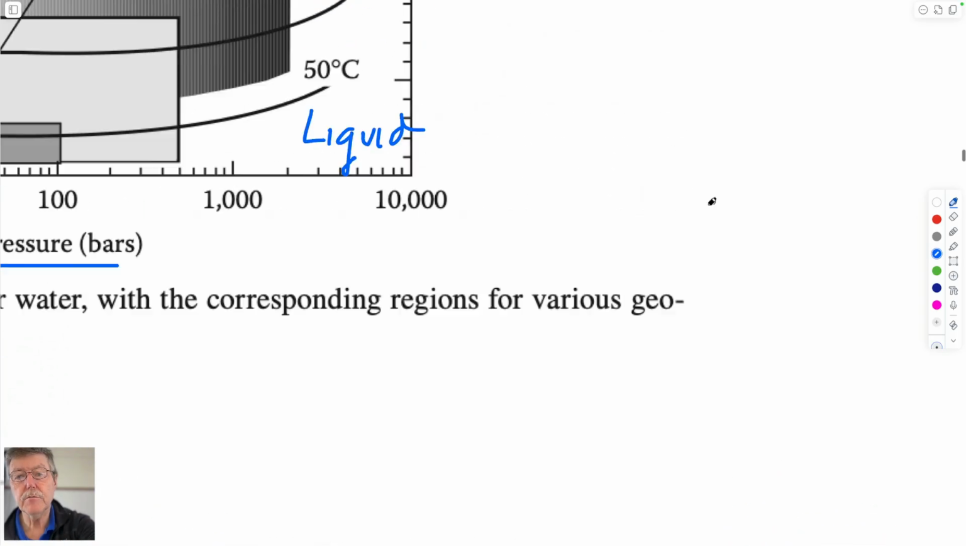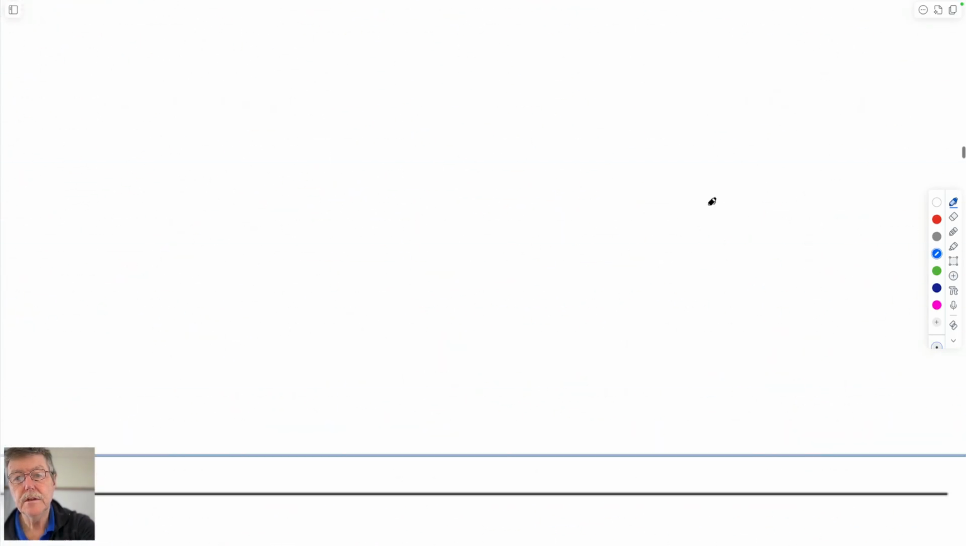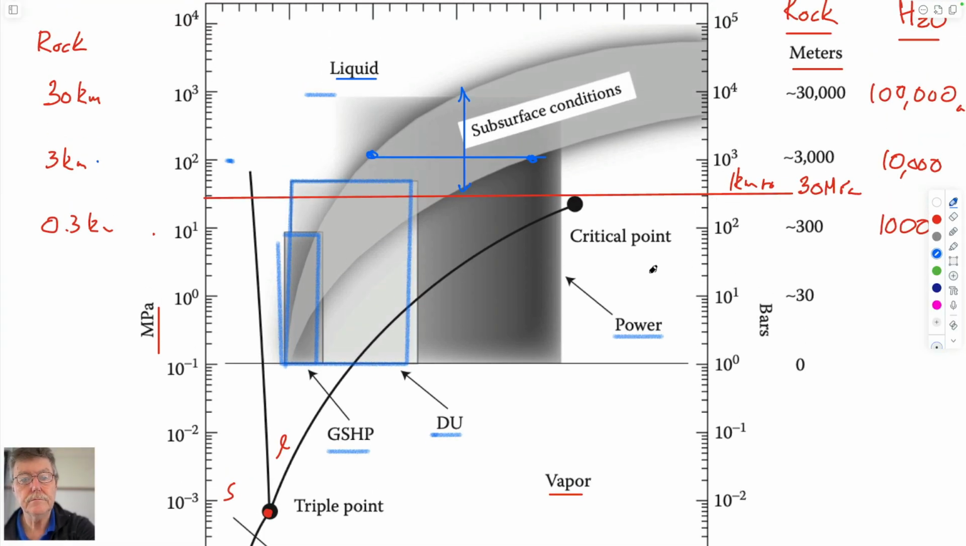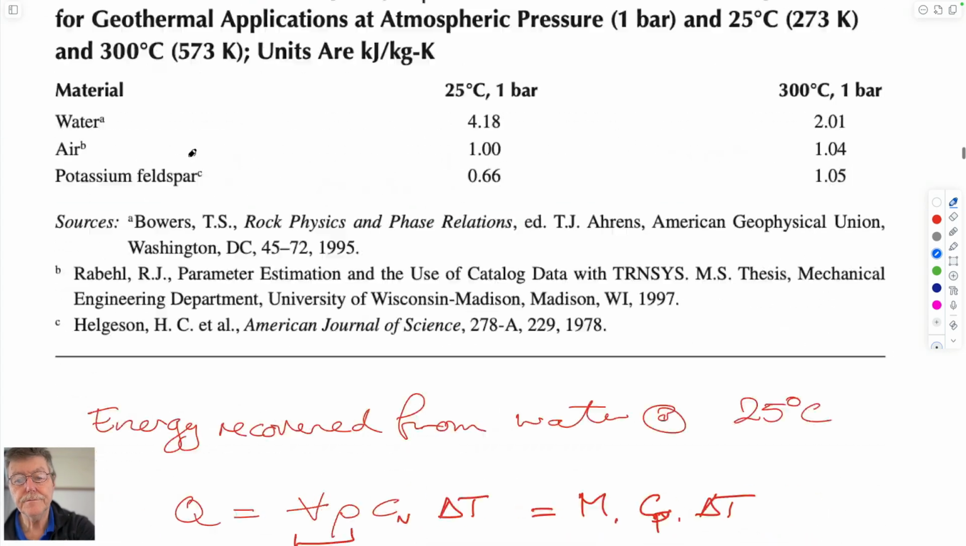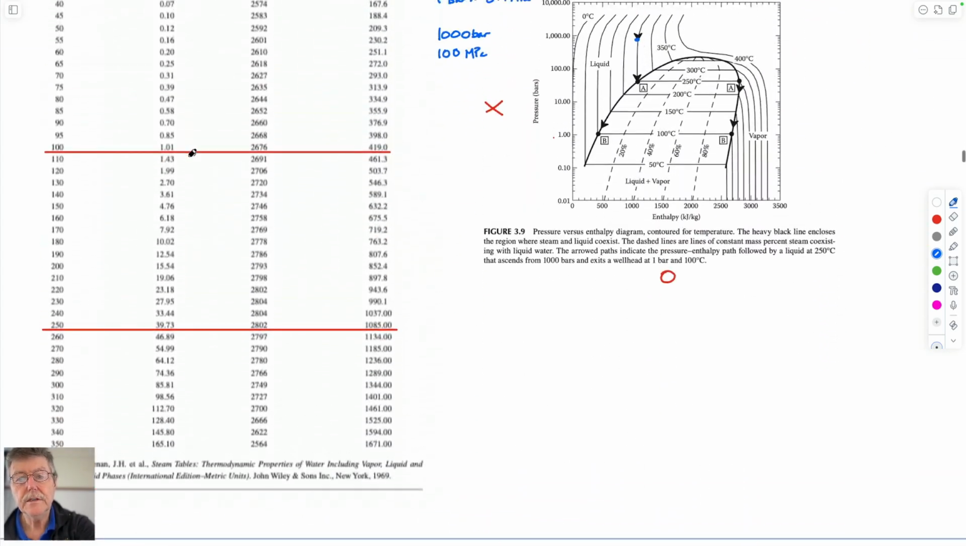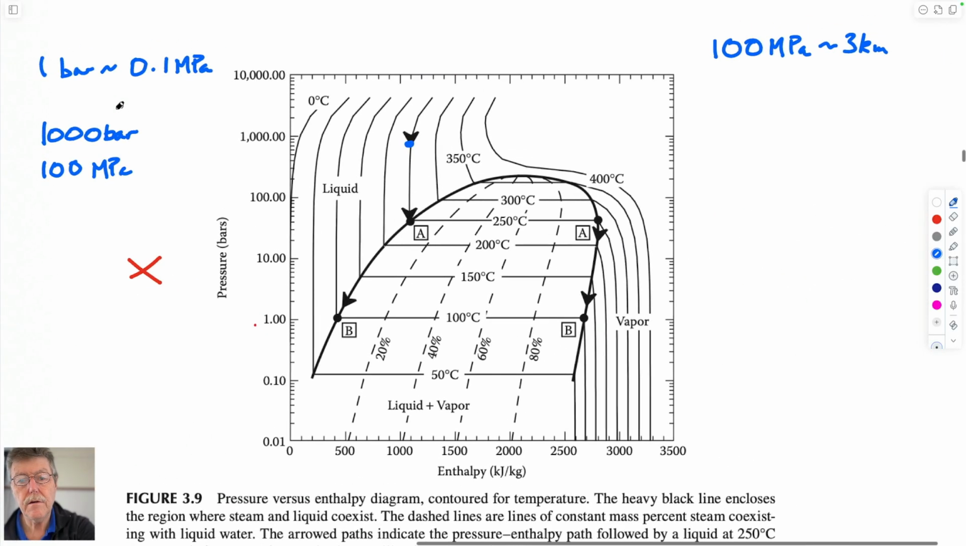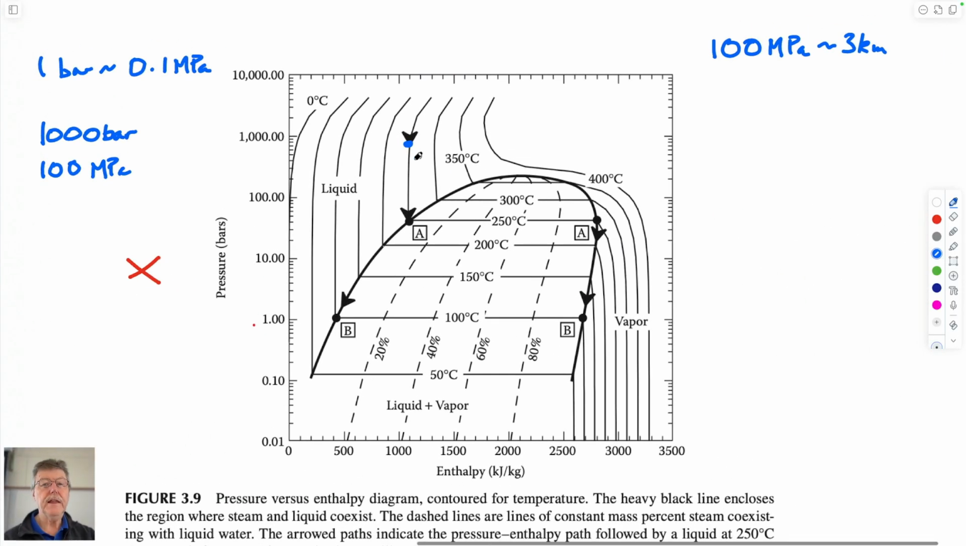I think that's kind of what we said here, not in this figure, but on this figure. Yeah. 3,000 meters at 100 megapascals. And so what happens if we flash, if we bring that to the surface?